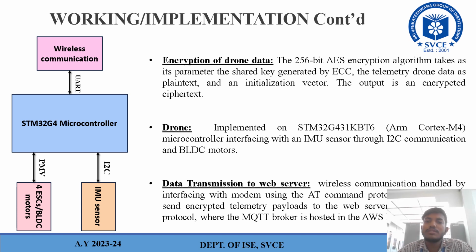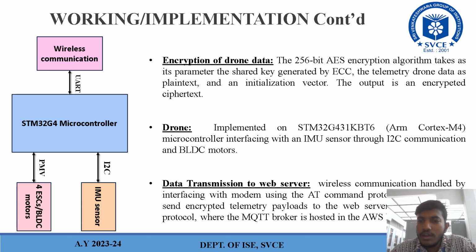Encryption of drone data. The 256 bit AES encryption algorithm takes as parameters the shared key generated by ECDH, the telemetry drone data as plain text, and an initialization vector. The output is an encrypted ciphertext. The drone is implemented on an STM32G4 microcontroller interfacing with the IMU sensor through I2C communication and BLDC motors.